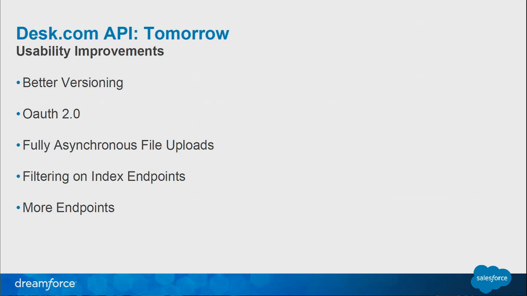So really just getting rid of the search endpoints and doing all the filtering right on the index. And of course, more endpoints. We're constantly rolling out endpoints on a weekly basis. And again, if anybody needs anything in particular, please let me know, let our support team know, and we'll get to that just as soon as we possibly can. I think that's about all I have.